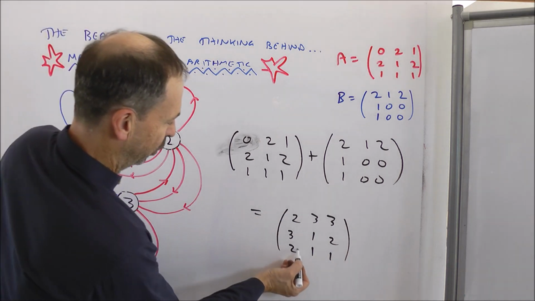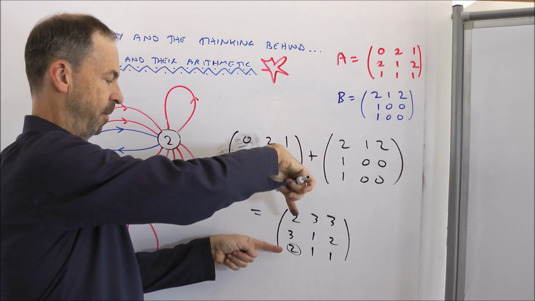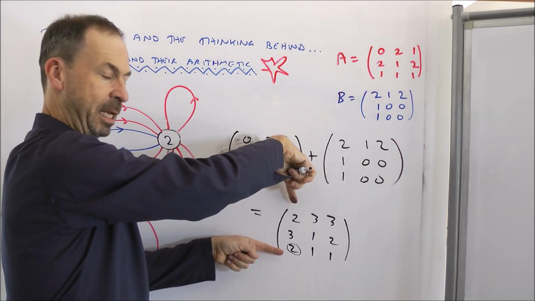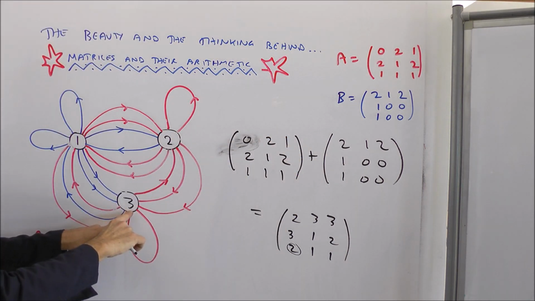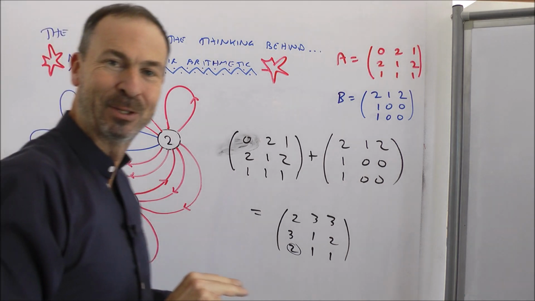And as a check, let's look at this one. Row 3, column 1, city 3 to city 1, so 3 to 1, there's now 2 routes from 3 to 1, and yes there are. If I don't care about color, there are the 2 routes.